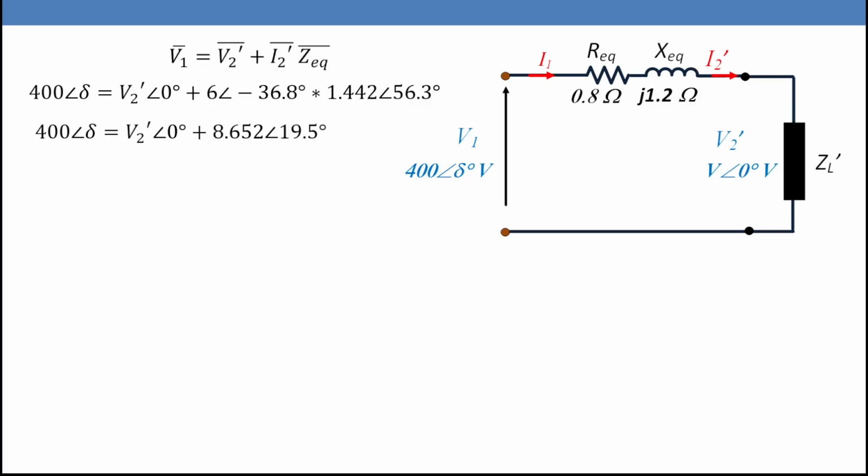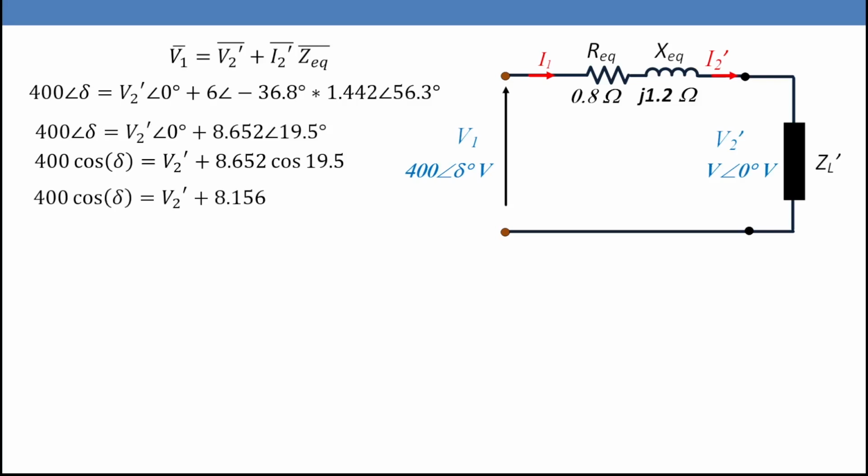We are going to make a projection to the X and Y directions, or we are going to take the cosine and sine. So 400 cosine delta equals V2 dash cosine 0, which is 1, plus 8.652 cosine 19.5. So we are going to solve this one. So 400 cosine delta equals V2 dash plus 8.156, and that one we call equation number 1.